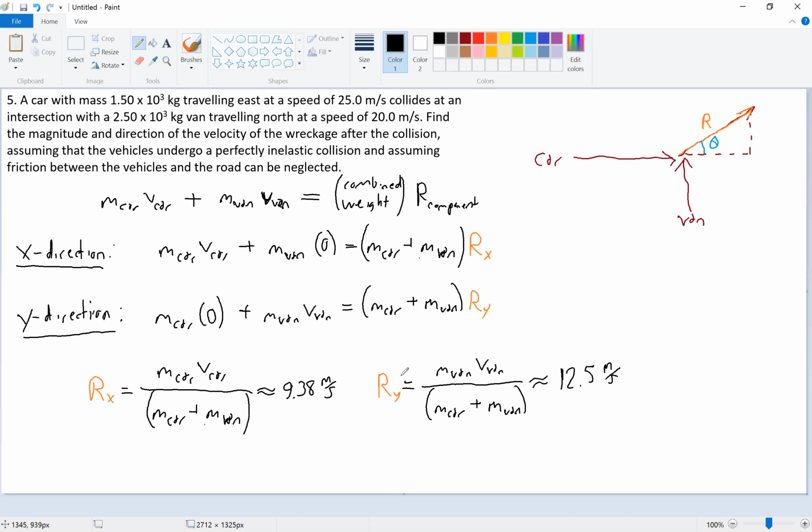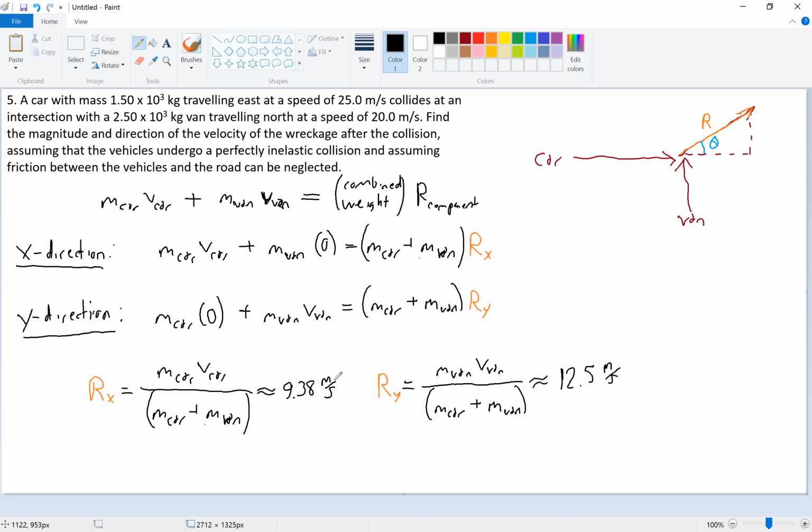So that's basically the meat of the problem. Just a quick comment, by the way. Here we've got kilograms up here, meters per second here, and kilograms here. So really the kilograms cancel each other out, and you're just left with meters per second. So that's how you get those units.